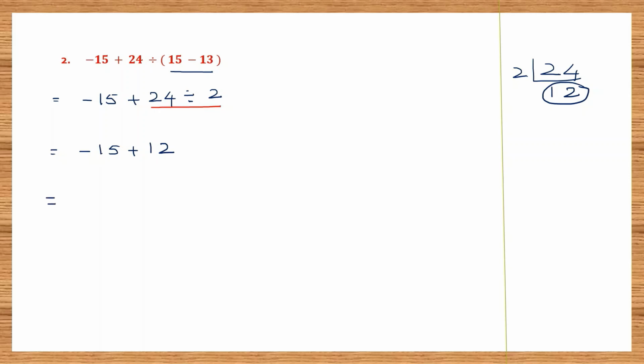Now here let's be careful. We have minus 15 plus 12. Signs are different. When signs are different, we need to put the sign of the bigger number and subtract. 15 minus 12 is 3. So what is our final answer here? Our final answer is minus 3.